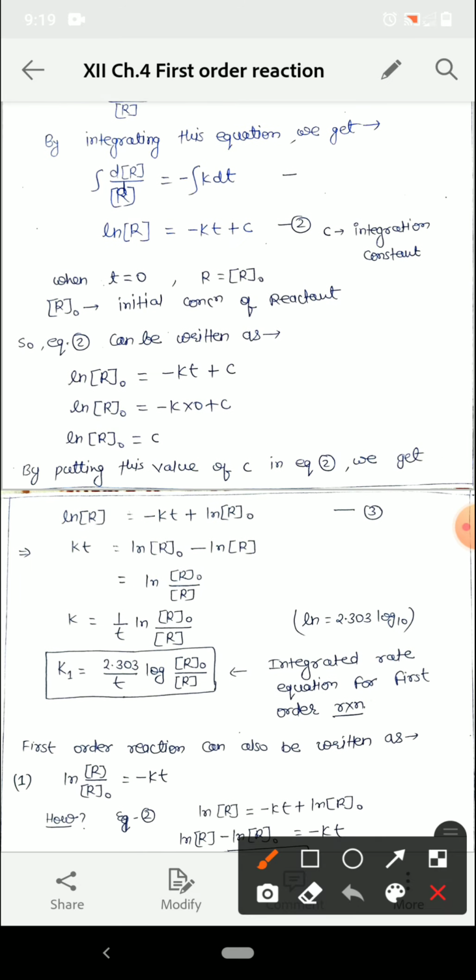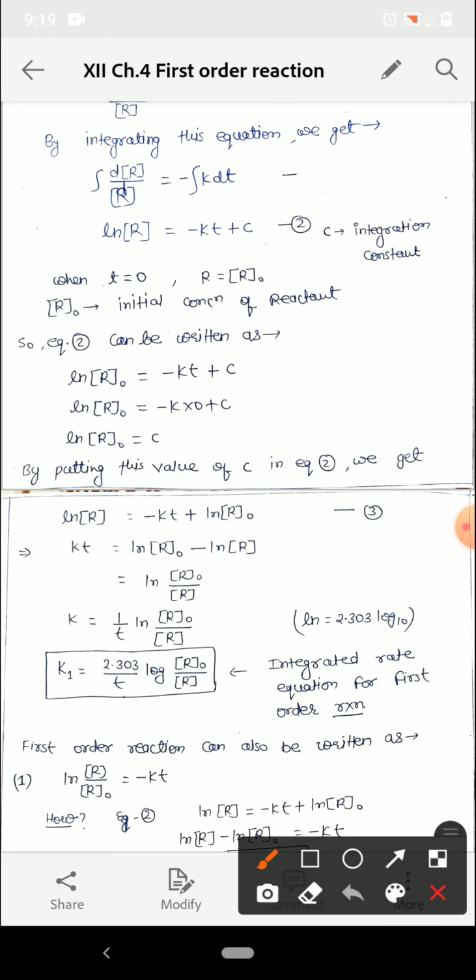By putting this value we get ln R is equal to minus kt plus c, and in place of c we put ln R naught. So kt is equal to ln R naught minus ln R. Log a minus log b is log a upon b. Okay, so k is equal to what? 1 upon t ln R naught upon R, and we know that ln is equal to 2.303 log base 10. So we have to write here 2.303 log. So it is k1 is equal to 2.303 upon t log R naught upon R.